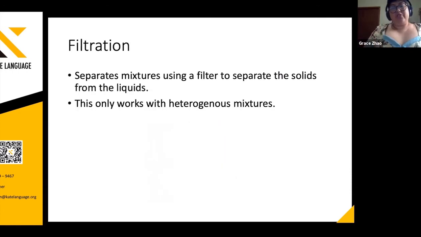Okay, for the filtration, we're separating mixtures using a filter. So think like a funnel or something that you're going to push something through. All you're really doing is separating solids from liquids. And this will only work if you have a heterogeneous mixture, meaning that the mixture is not uniform, something like a non-soluble powder formed at the bottom, and you want to get the water out and get as much powder as you can to measure it. Those can be a little fun and also not so fun.